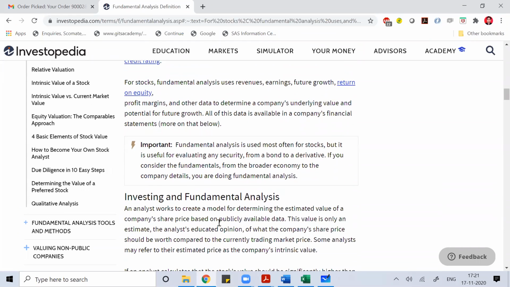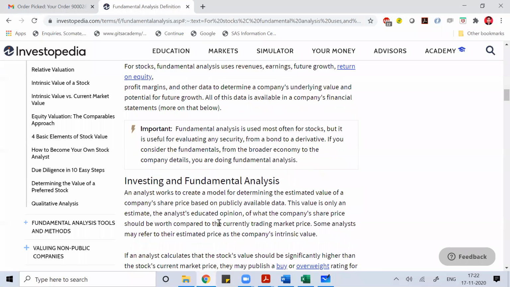Whenever we talk about fundamental analysis, we look into data like revenue, earnings, future growth, and return on equity. So ratios are very important. What is return on equity? What is return on investment? What is the current ratio? What is the quick ratio? What is the inventory turnover ratio? It's important to see these factors before, as an investor, we consider investing in a stock. That is what fundamental analysis basically does.